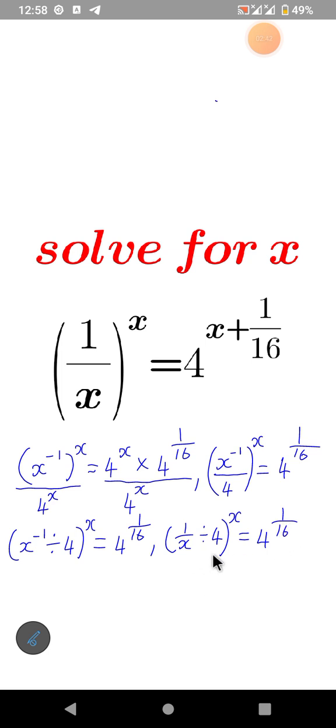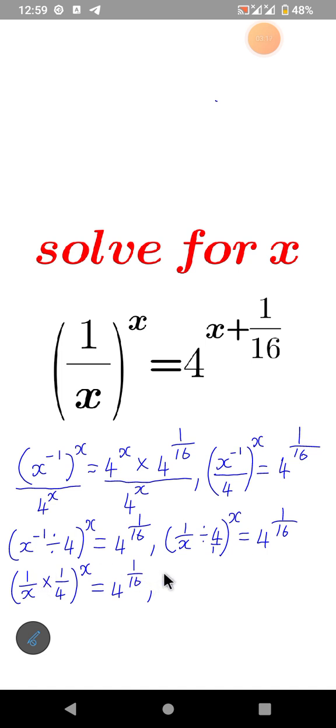Then now let's continue. Now we know that this 4 here is the same thing as 4 all over 1. Then open a bracket again. We have 1 all over x. Now this divide sign, I'm going to transform it to a multiplication sign. And if I do that, this 1 is going to go up and the 4 will come down. So we have 1 all over 4. Close my bracket, all raised to the power of x equal to 4 raised to the power of 1 all over 16.